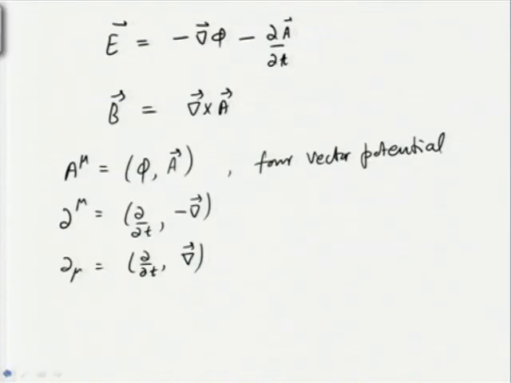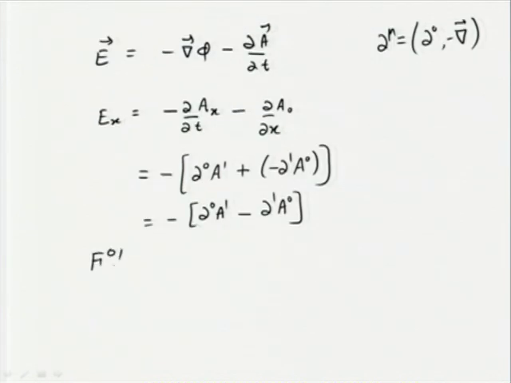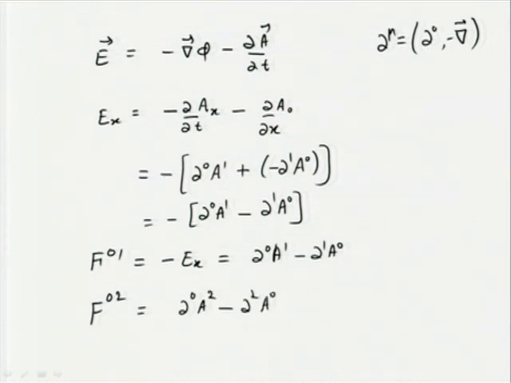But if you look at the field tensor F^μν, the μ equal to 0, ν equal to 1 will give you minus E_x. So, taking F^01 as minus E_x gives us ∂_0 A_1 minus ∂_1 A_0 as F_01. In a similar fashion, you can get F_02 as ∂_0 A_2 minus ∂_2 A_0, F_03 as ∂_0 A_3 minus ∂_3 A_0.